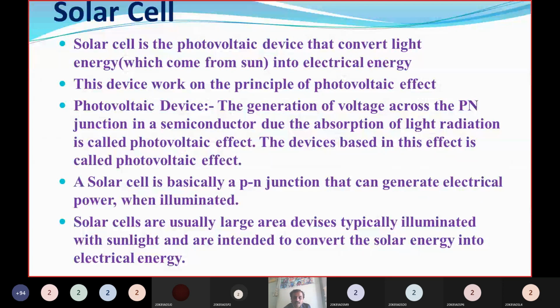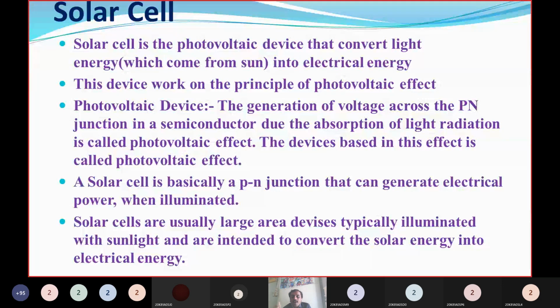Here, the solar cell is basically a PN junction diode only, which generates electrical power while light is illuminated on it. Next point: solar cells are usually large area devices, typically illuminated with sunlight, and are intended to convert solar energy into electrical energy.